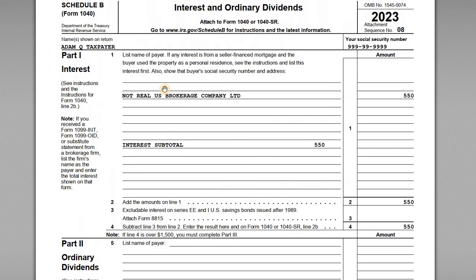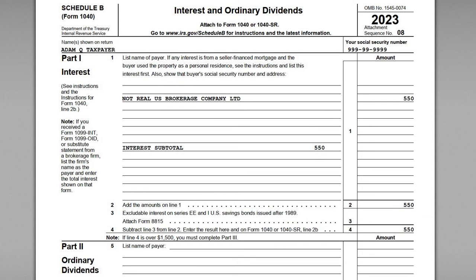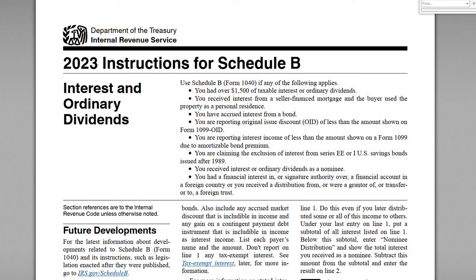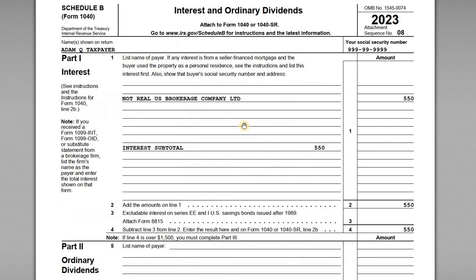Now, Schedule B isn't required under every circumstance, so if you have a look at the Schedule B instructions here, we can see at the top they've got some notes about when you must include the Schedule B. And generally, it's only required if you have $1,500 of taxable interest or dividend income, but it can also be required no matter what amount of interest you have if it falls within one of these categories. So if you have seller financed mortgage interest, if you're claiming exclusions from EE or U.S. savings bonds, and so on and so forth. In our example here, Adam's just decided to include a Schedule B anyway, even though he's not required to.